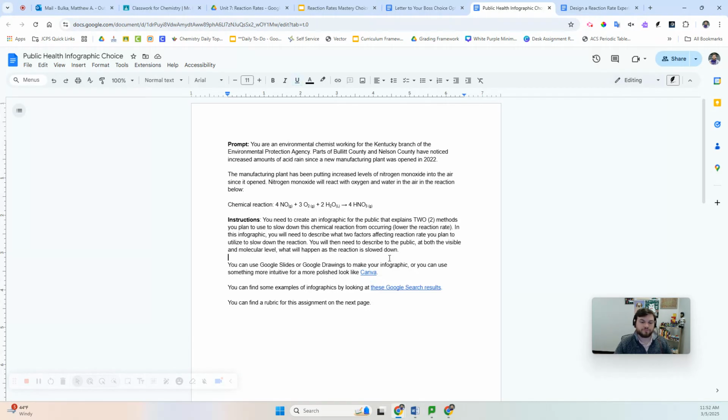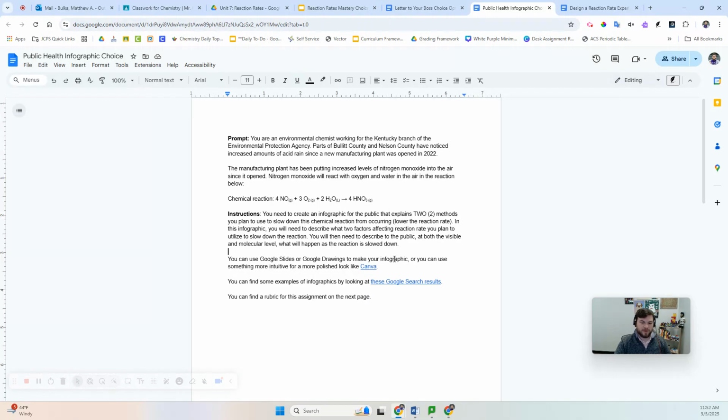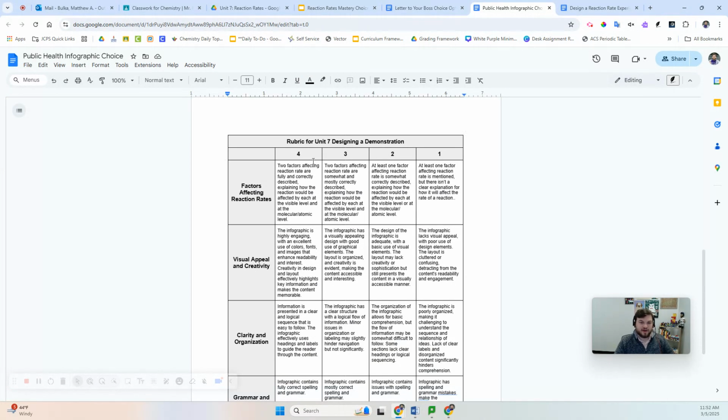Okay, you can use Google Slides or Google Drawings, or if you want something more polished, you can use Canva. And then I have some examples of infographics here for you that you can use. Okay, the rubric again on the second slide here. Take a look at that, please.